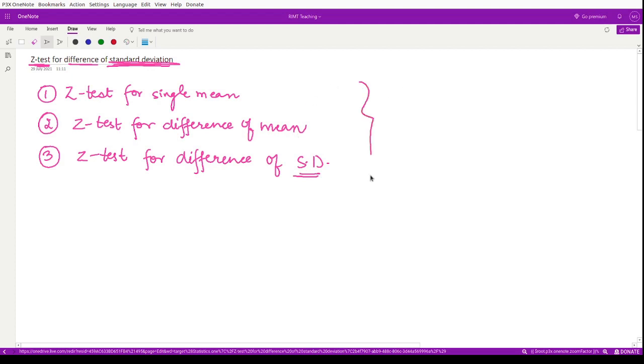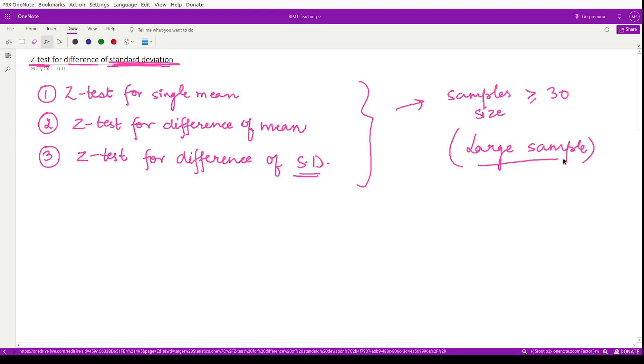And moreover, these tests are for samples having sizes greater than or equal to 30. So that means we are talking about large samples. For small samples, we have the t-test and F-test for comparing means and standard deviations. Okay. So now focusing on the z-test for difference of standard deviation, let us see how we define the test in this case.